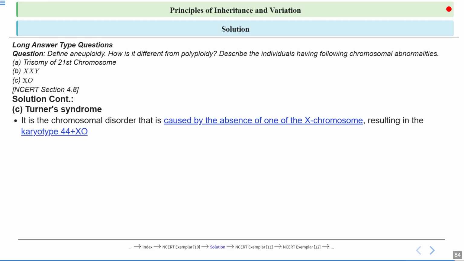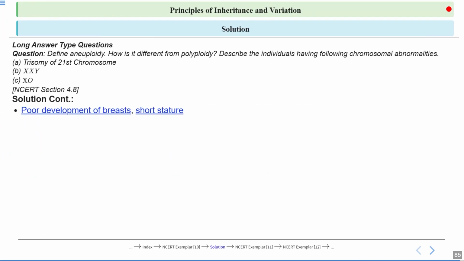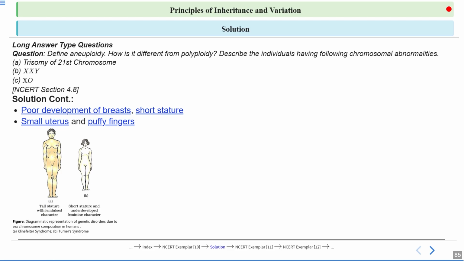Turner syndrome is the XO condition. This occurs in females who lack one X chromosome. So the karyotype will be 44 plus XO. What are the characteristics of Turner syndrome? The female will be sterile with rudimentary ovaries, shield-shaped thorax, webbed neck, poor development of breasts, short stature, small uterus, puffy fingers. This is an image showing persons having Klinefelter syndrome and Turner syndrome.